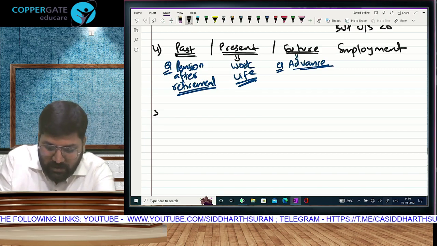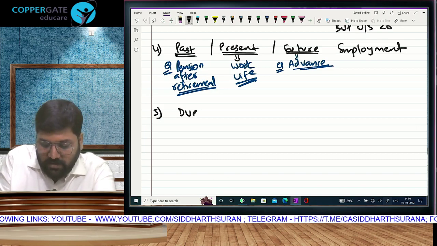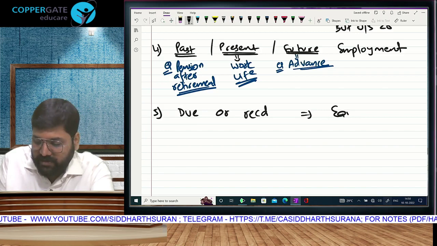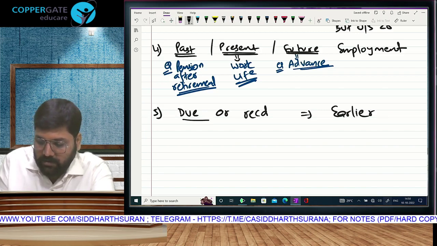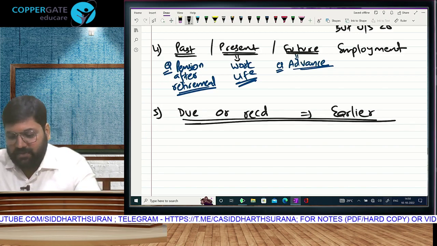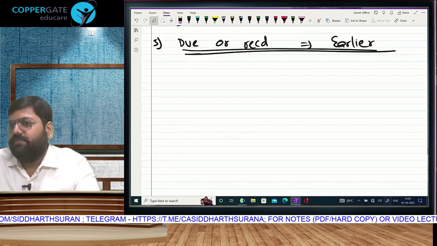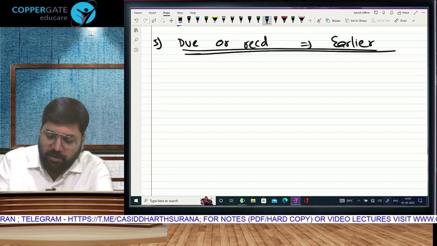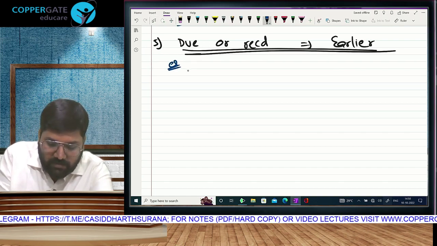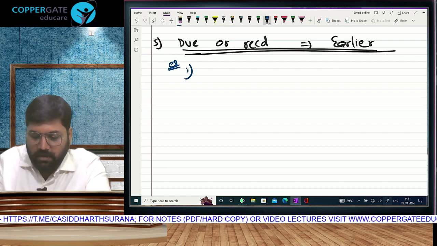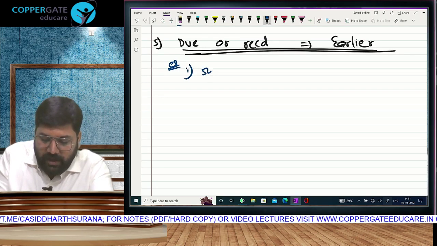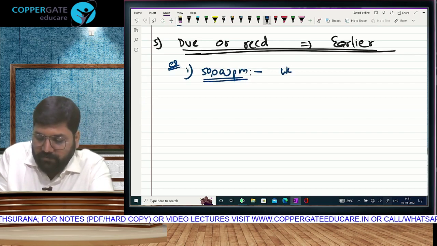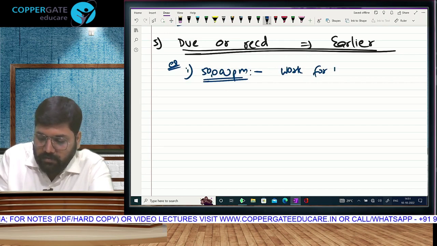Chalo. So, next point. Salary will be taxable when it is due or received, whichever is earlier. Sir, what do you mean by this? Two examples I will give you. Example one. You join a company at 50,000 per month. You work for 12 months.